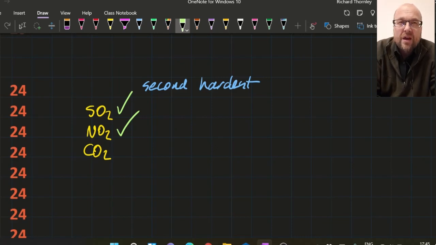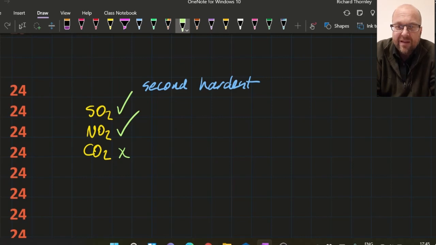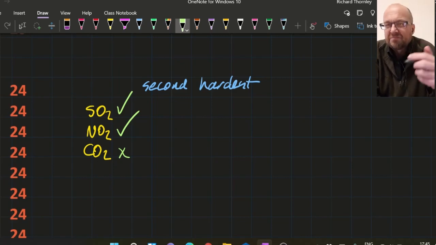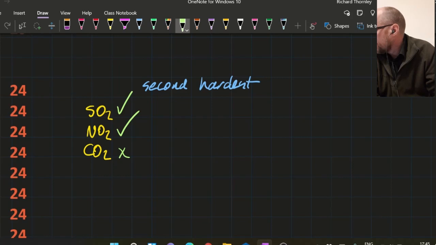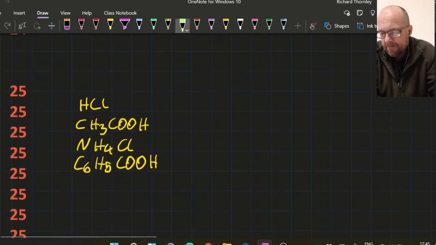NOx includes NO, which isn't an acidic gas, so just stick with NO2. Carbon dioxide is acidic, but it is not the one that we are looking for because it doesn't go to acid deposition. That tends to be those two gases. I don't think carbon dioxide sticks onto dust like those other two do. Anyway, so that's 1 and 2, that's A. 24 is A. That's just a little quirk of the IB there.